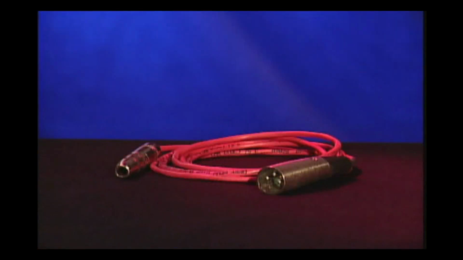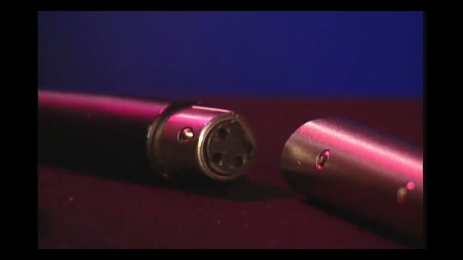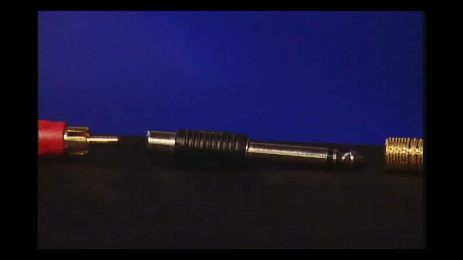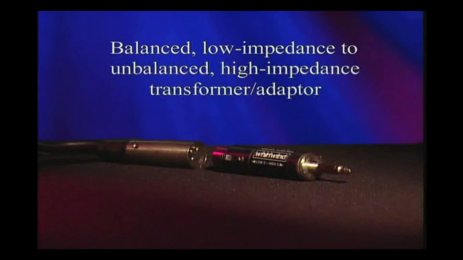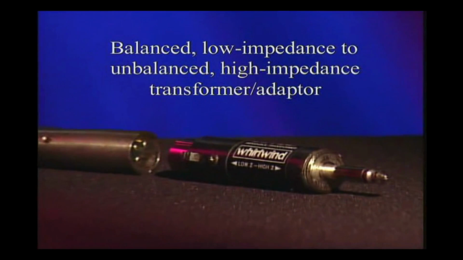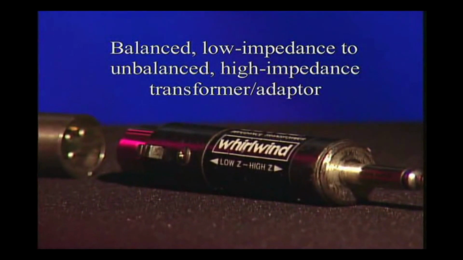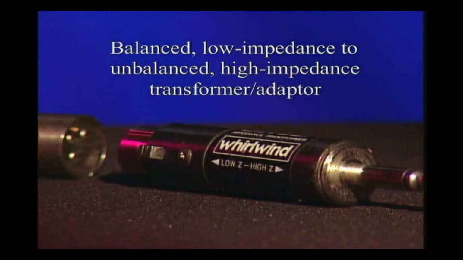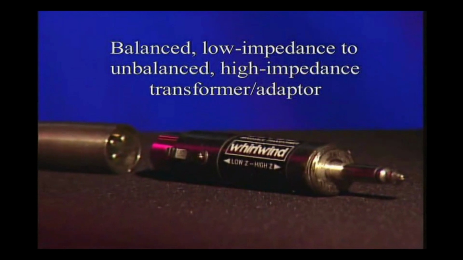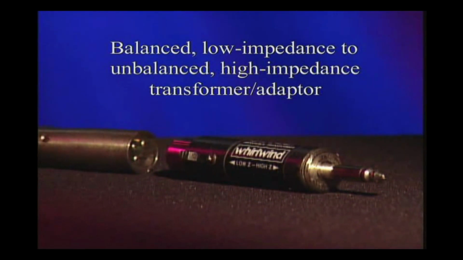As a sound engineer, you need to be familiar with a variety of adapters and connectors, so let's go over several typical ones. This is a balanced low impedance to unbalanced high impedance transformer adapter. This type of adapter allows you to connect a high impedance cable to a balanced low impedance cable. For example, an acoustic guitar with an internal pickup could be easily adapted to a mic cable.